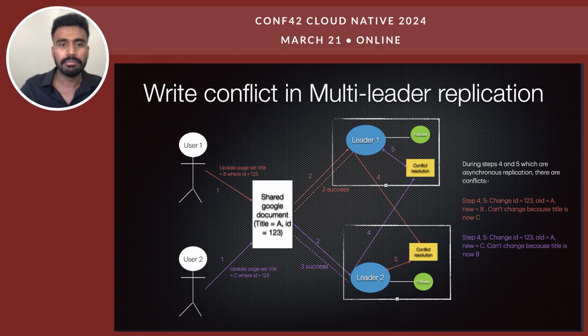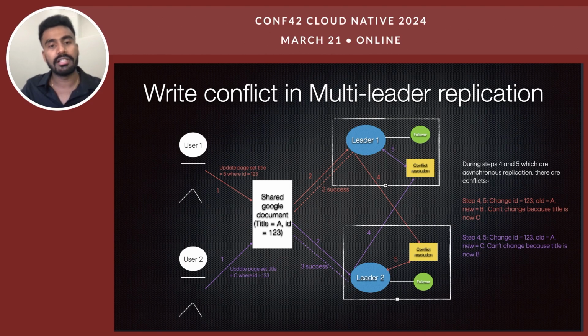Now let's take this use case where you have two users trying to edit a common shared Google document. Let's assume the title of the document is A, and the ID of the document is 123. In the red and purple flows, step one happens at the same time. User one says, I want to update the Google Doc 123 title to B. And user two says, even I want to set the title to C.